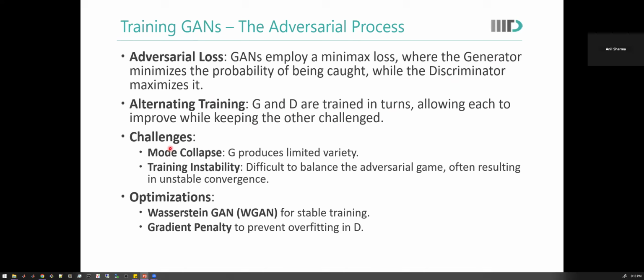There are several challenges that we will see when we are training GANs. One of the most common problems is mode collapse. We'll see what mode collapse is. Then there is training instability that also happens, so it is difficult to balance the adversarial game. We'll see what cases can generate training instability. And many optimizations have come up, for example, Wasserstein GAN and the gradient penalty to prevent overfitting in D. All these things are covered in, I think, the third session of this lecture series.